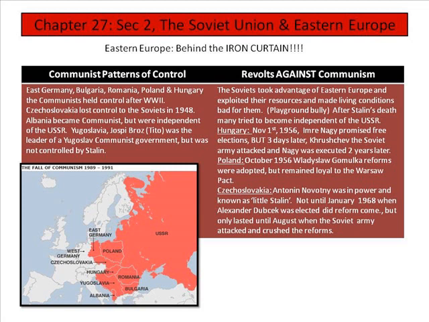Yugoslavia: Josip Broz, known as Tito, was the leader of Yugoslavia. Communist government, but was not controlled by Stalin. So you can see all of these areas in Eastern Europe that were communist by looking at the map below.